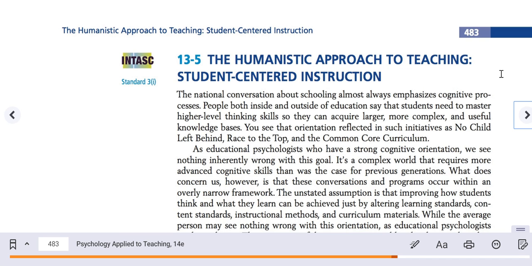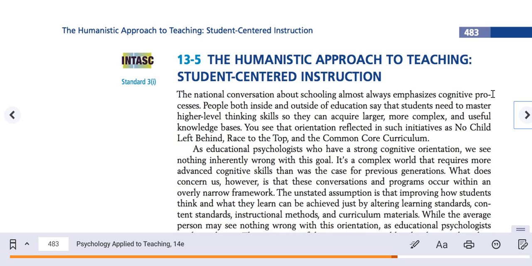The humanistic approach to teaching: student-centered instruction. The national conversation about schooling almost always emphasizes cognitive processes. People both inside and outside of education say that students need to master higher level thinking skills so they can acquire larger, more complex, and useful knowledge bases.